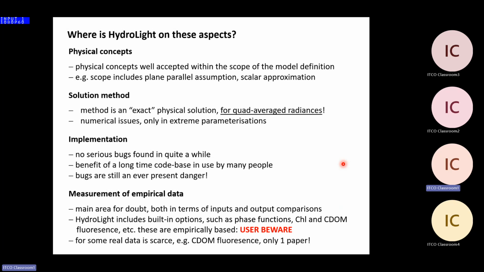Implementation, any bugs? No serious bugs found in quite a while, but I do continue to find little things sometimes. They don't really make too much difference. Again, they usually come to light when people do these sort of extreme things and say, oh, it's not what I expected. And then you look in and you might find a little bit of something somewhere, but there hasn't been anything like that for a long time. And that's the benefit of a long-term code base that's been used by many people.